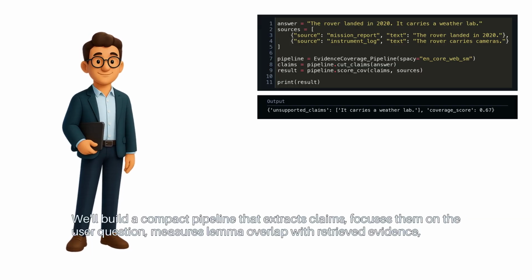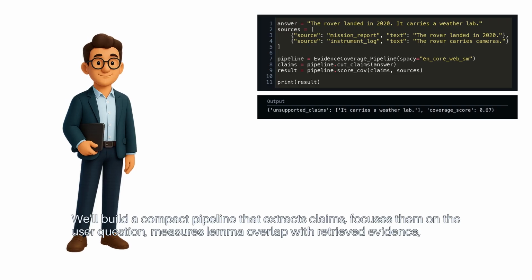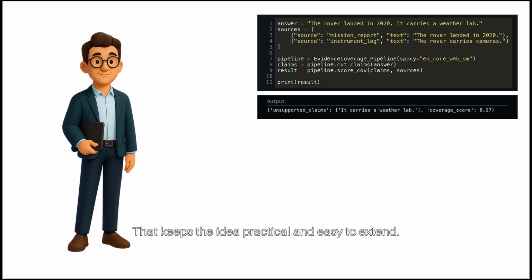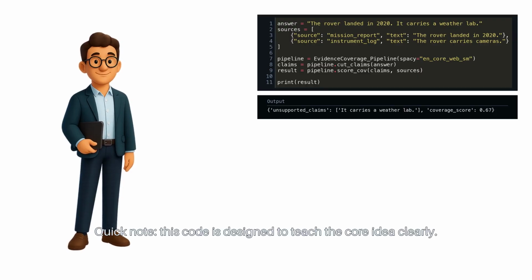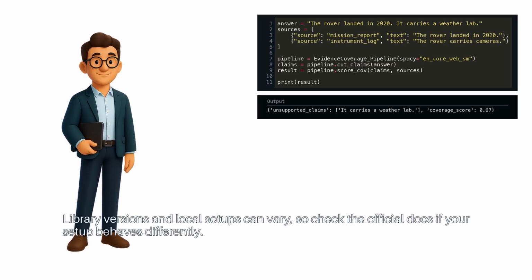Project Preview. We'll build a compact pipeline that extracts claims, focuses them on the user question, measures lemma overlap with retrieved evidence, thresholds the results, and outputs a report you can act on. That keeps the idea practical and easy to extend. Quick note, this code is designed to teach the core idea clearly. Library versions and local setups can vary, so check the official docs if your setup behaves differently.